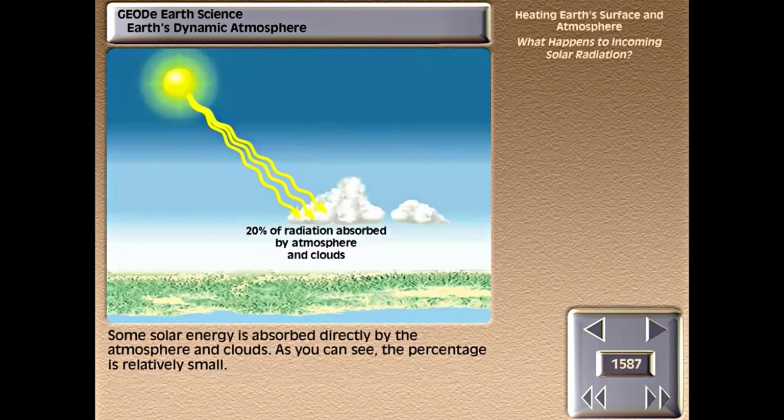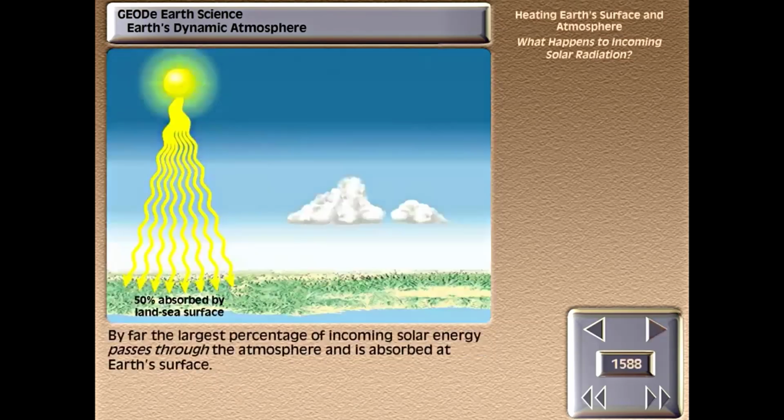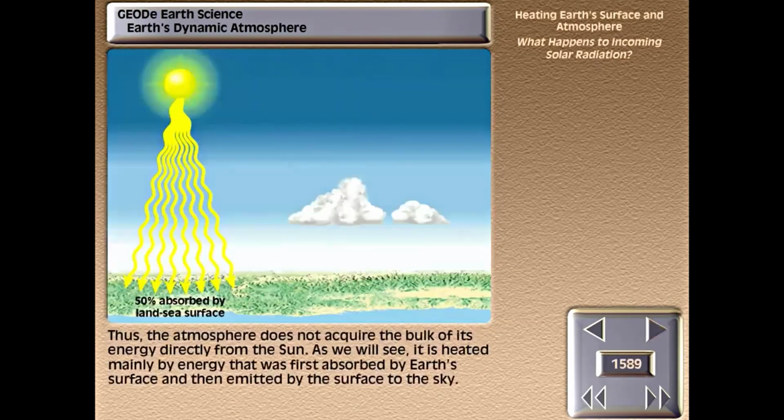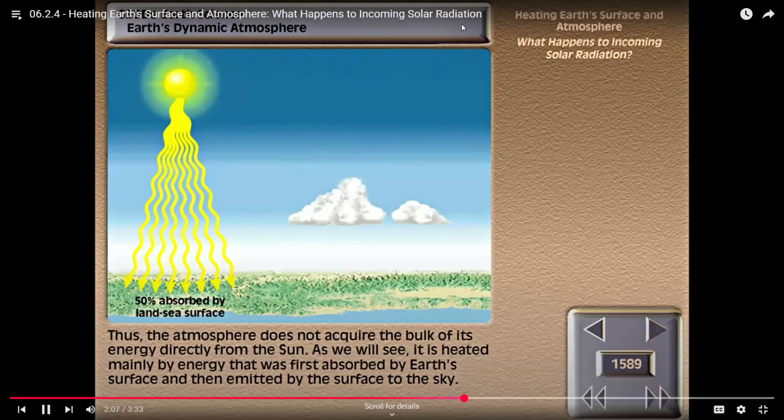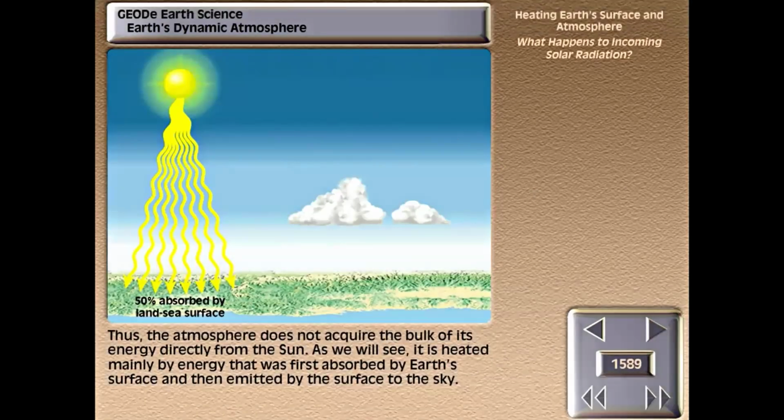Some solar energy is absorbed directly by the atmosphere and clouds. As you can see, the percentage is relatively small. By far, the largest percentage of incoming solar energy passes through the atmosphere and is absorbed at Earth's surface. Thus, the atmosphere does not acquire the bulk of its energy directly from the sun. As we will see, it is heated mainly by energy that was first absorbed by Earth's surface and then emitted by the surface to the sky.